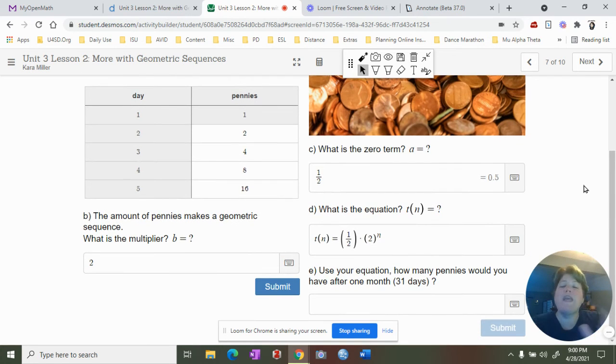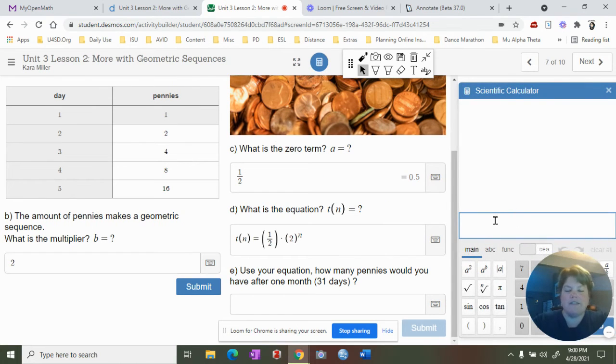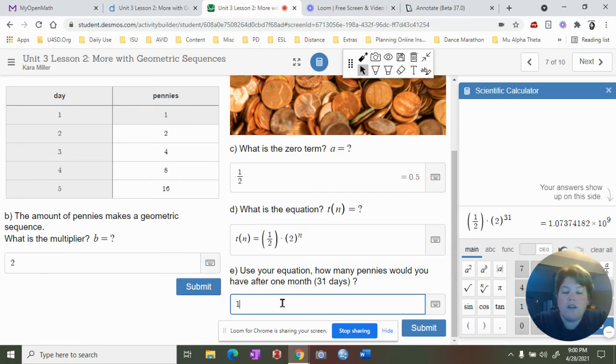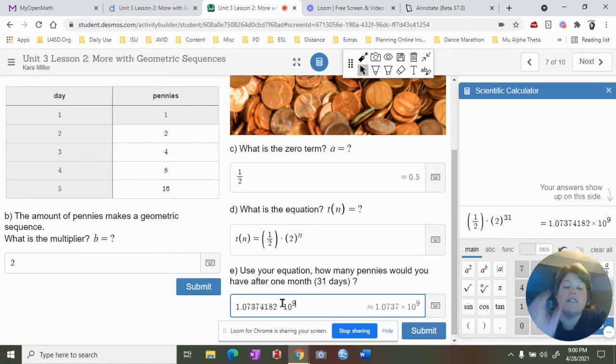All right, so we keep up this pattern for 31 days. How many pennies do we have on day 31? So if I put 31 in for n, let's see what we get. So 1/2 times 2 to the 31st power. Whoa, that's a lot of pennies. That's a lot of pennies. 1.07374182 times 10 to the 9th power.